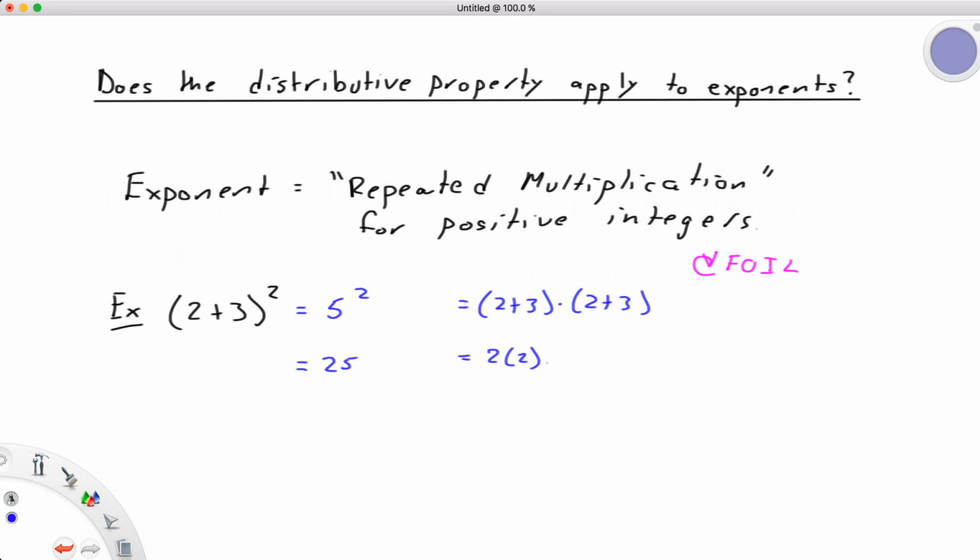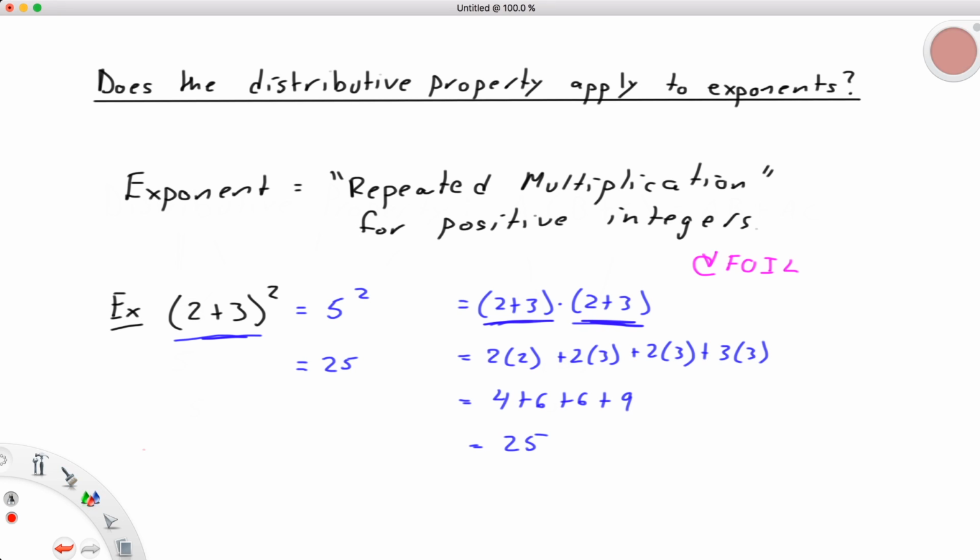We've got 2 times 2 for the first, we've got 2 times 3 for the second, we've got 2 times 3 for the third, and we've got 3 times 3 for the last. This gives us 4 plus 6 plus 6 plus 9, or if we add all of these up, 25. Now, this might not be the easiest way to do it, of course, but this would still work, right? Because 2 plus 3 squared, 2 plus 3, the quantity, squared, represents repeated multiplication of 2 plus 3 twice.